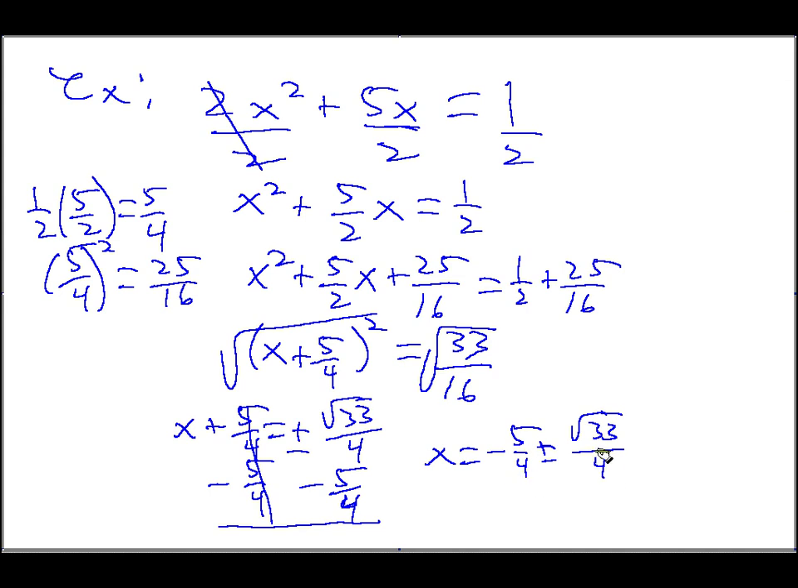Alright, now these two fractions have the same denominator, so just put them together. So final answer is going to be negative 5 plus or minus square root of 33 all over 4 as our solution here.